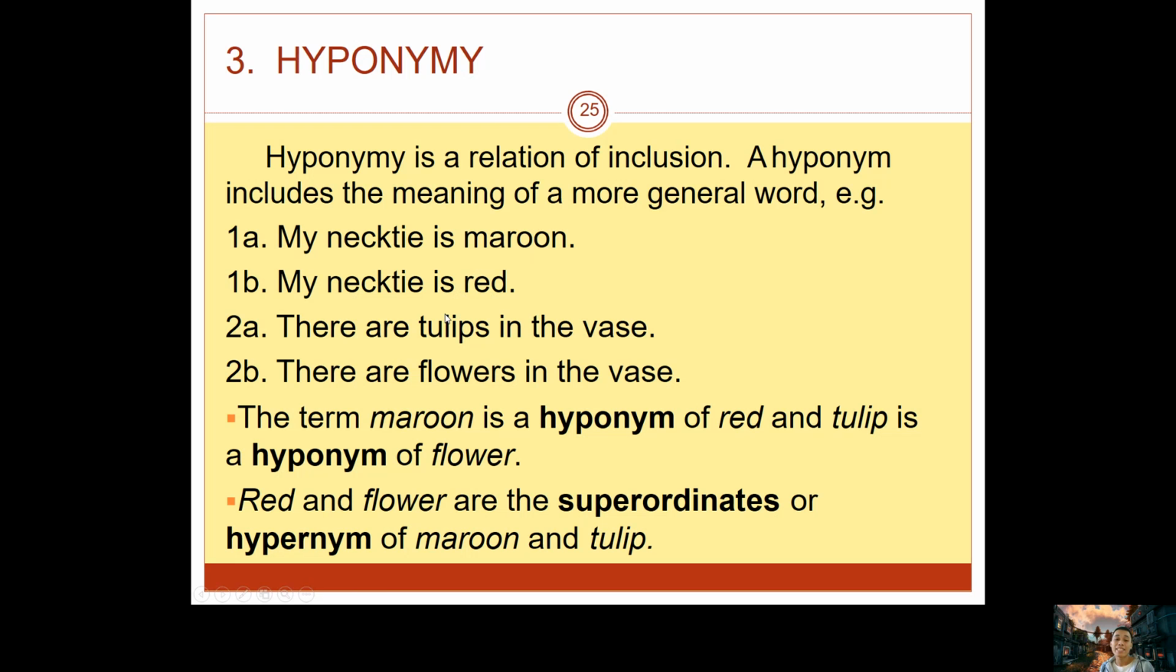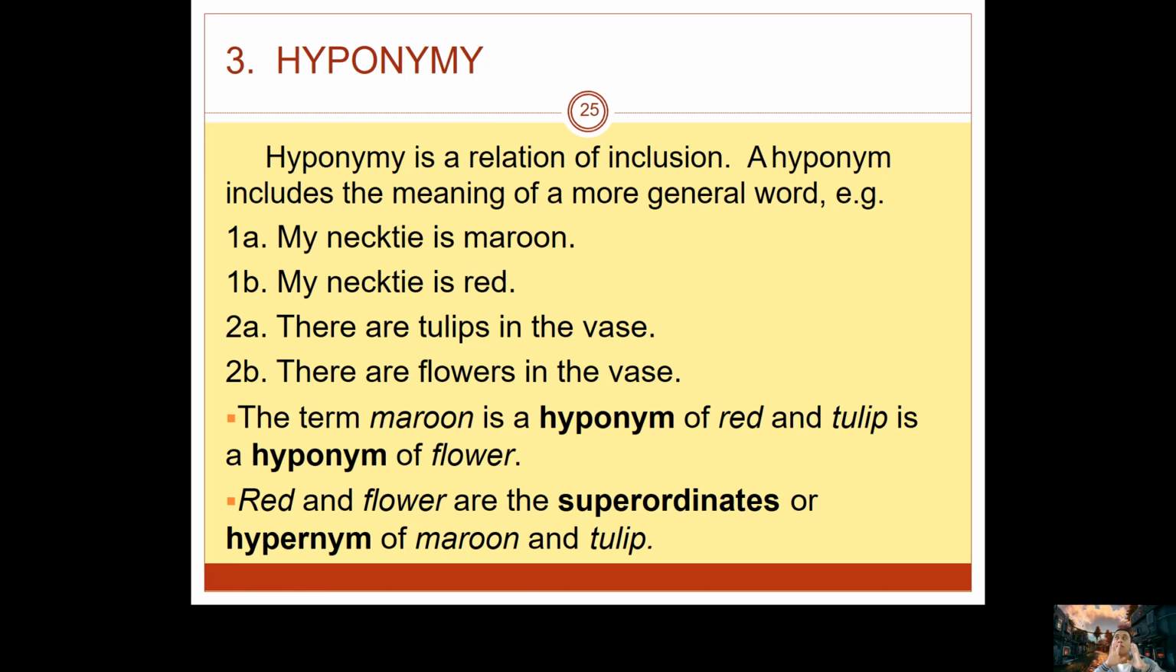So red and flower are the general terms, but maroon and tulips are parts of red and flower. Red and flower are superordinates or hypernyms of maroon and tulip.